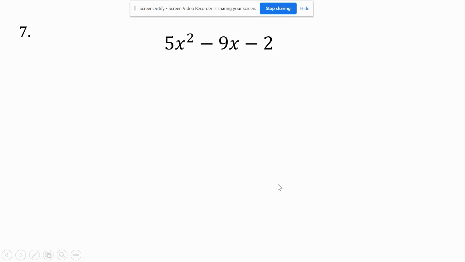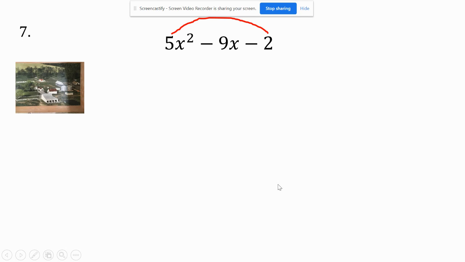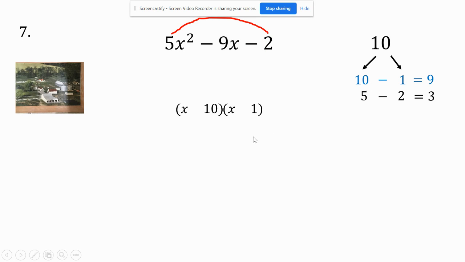This is what I call the MFDARM. Take the 5 times the 2, this picture of my family farm, and then factor the 10, which is 10 and 1 and 5 and 2. It's a minus this time, so I'm going to subtract. So which one of those makes the middle number? The 10 and 1. So just like before, I'm going to write x with a 10 and x with a 1. The larger number always matches the middle sign. 10's larger, the middle sign is negative.